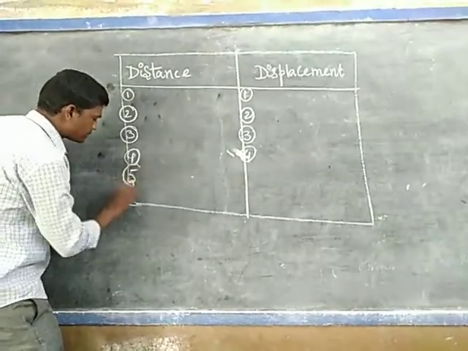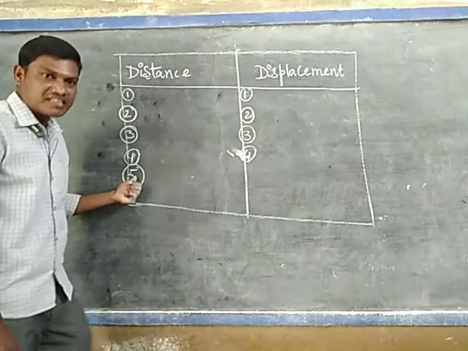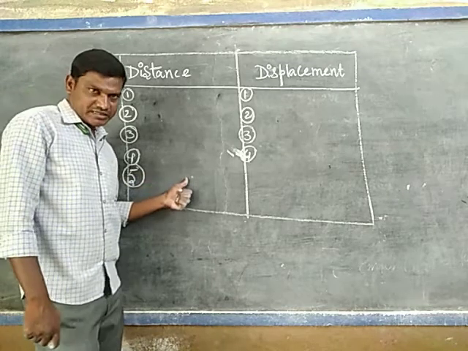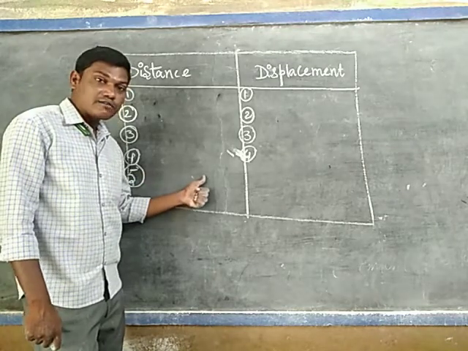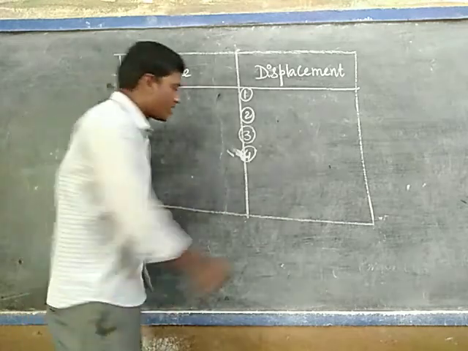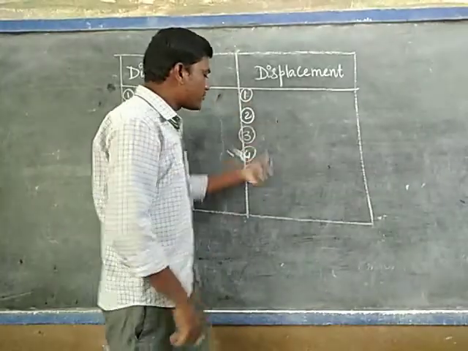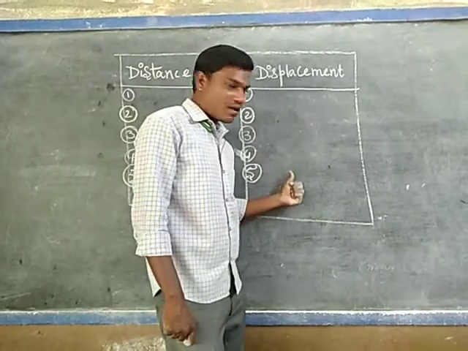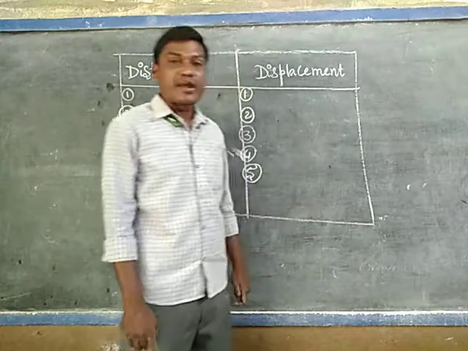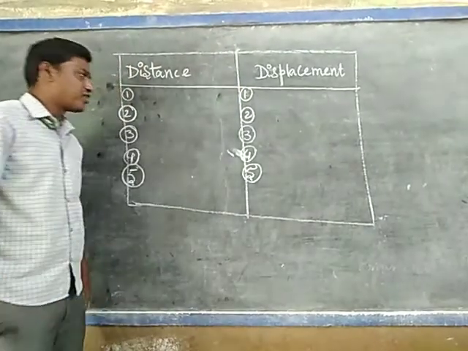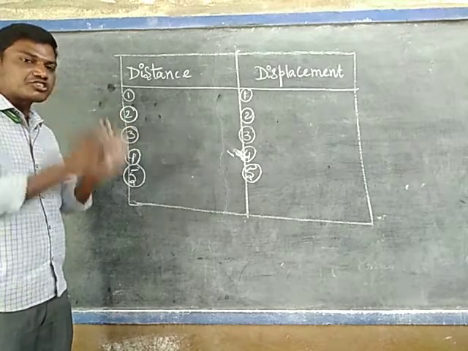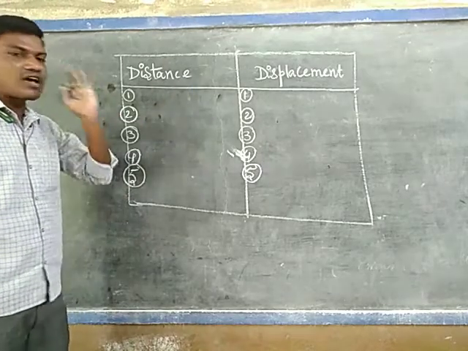And the fifth one: under distance, the magnitude of the distance is always positive. It is not zero or negative. Under displacement, the magnitude of the displacement may be zero, positive or negative. That depends on the direction. Listen very carefully. In total, there are 5 major differences between distance and displacement.